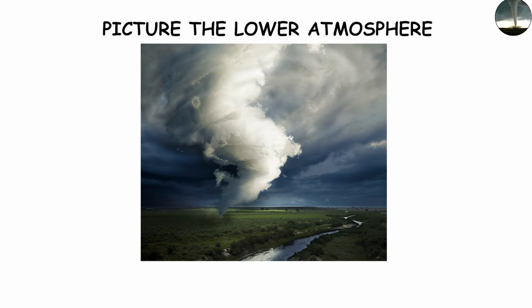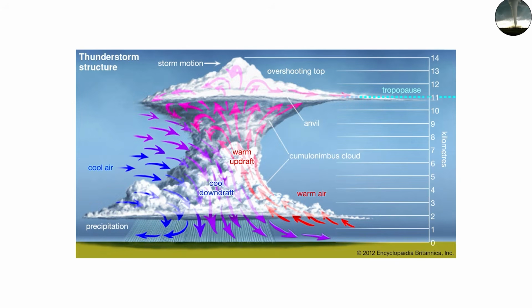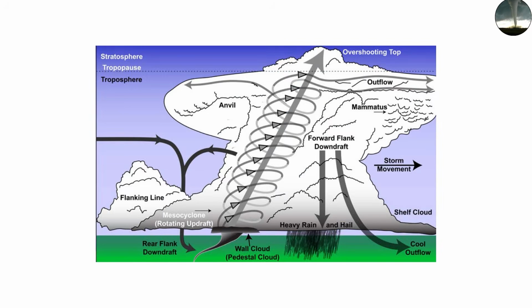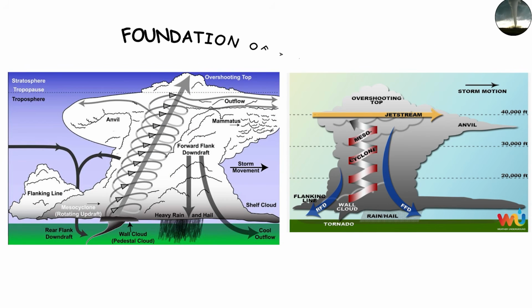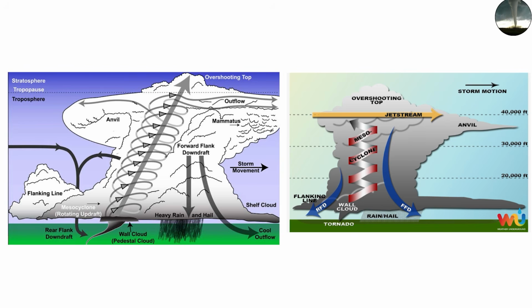Picture the lower atmosphere as a series of invisible spinning tubes. When an updraft from a developing thunderstorm tilts one of those tubes upright, the rotation stands on end, forming a vertical column of spinning air. This is the foundation of a mesocyclone, and it's the first step toward the birth of a tornado.